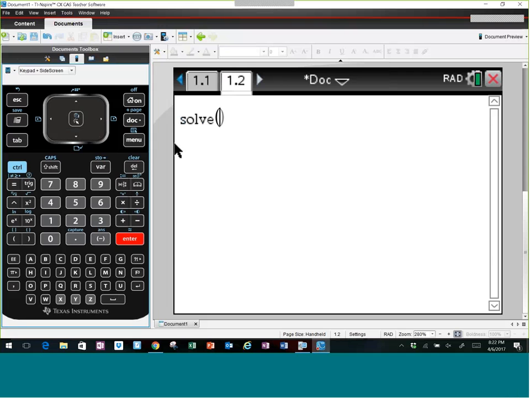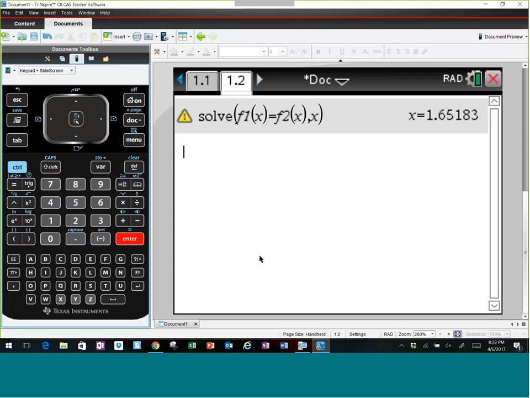And she could just put in F1 of x equal to F2 of x. And we could, comma, ask it to solve for x. There we go. Okay.